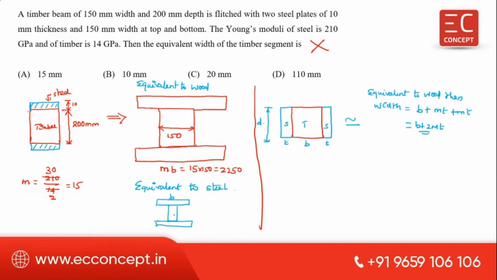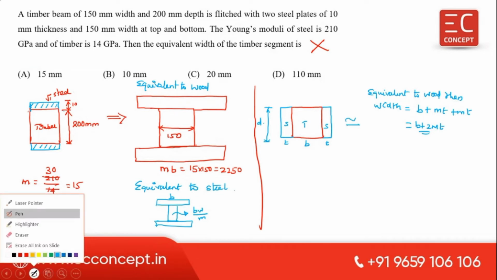This is the B, but this is breadth of wood divided by modular ratio. You have to divide by the modular ratio so that you can convert to equivalent steel. Okay, but anyhow, this question is not fair enough. They ask the equivalent width of the timber. If they ask equivalent width of the steel, then this is the answer.